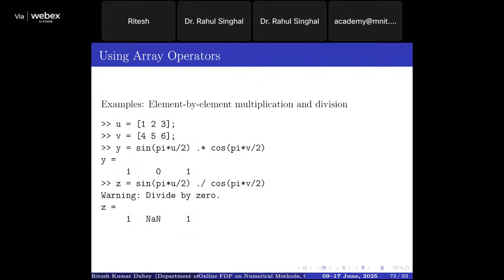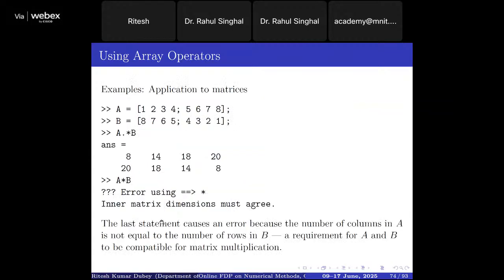And the same, I think, is true in this case. We are defining z equal to pi star u by 2 dot forward slash cos pi star v by 2. Pi is your inbuilt function. And since there will be an instance where the value of the denominator will become 0, it says that it is not defined. So you have NaN, not a number. It will show you this.